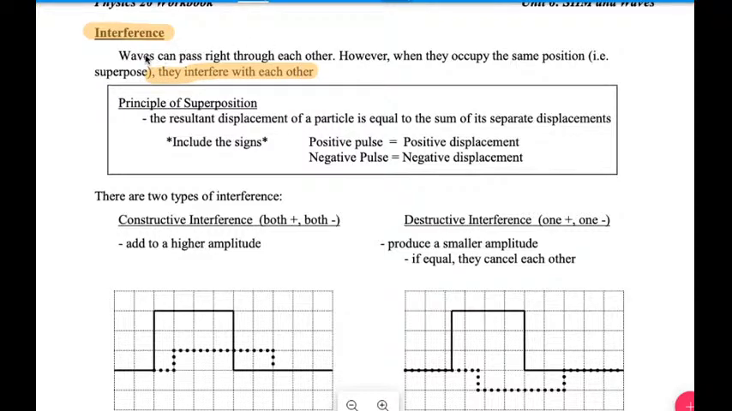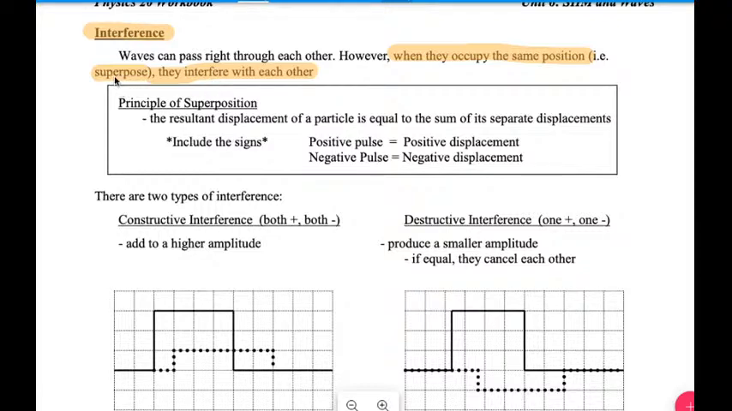So mechanical waves anyways are manipulating the medium they're in, right? They're moving particles around. So even though they can pass through each other, they're still going to have an impact on each other and interfere with one another. So they can occupy the same position. They can superpose, both exist at the same point, but they are actually going to interfere and affect one another.